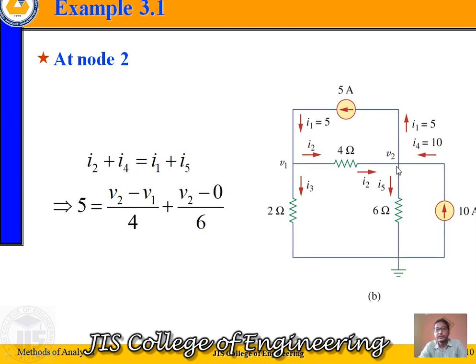Now we are going for this node 2. At node 2, 4 different currents are there. So which one is the incoming and which one is the outgoing? I2, that is the outgoing.